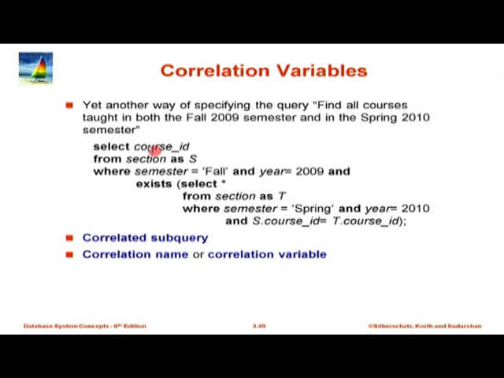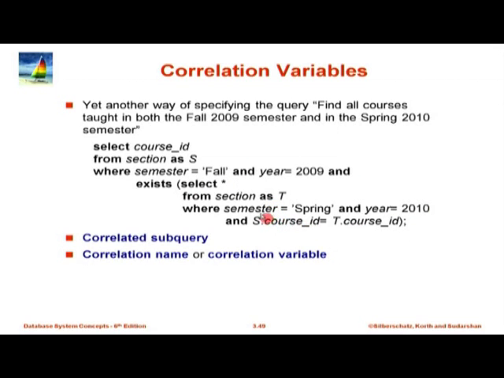So how is such a query executed? Again, the way all subqueries are executed is intuitively simple. We take the outer query and execute it, ignoring the subquery initially, and then check the subquery condition. Once we have got a section which satisfies fall 2009, we will then check the subquery condition, exists and so on. Now when we are looking at a particular section, a particular instance, a particular row in the section table, S dot course ID is now meaningful. So for that course ID, I will execute this query.